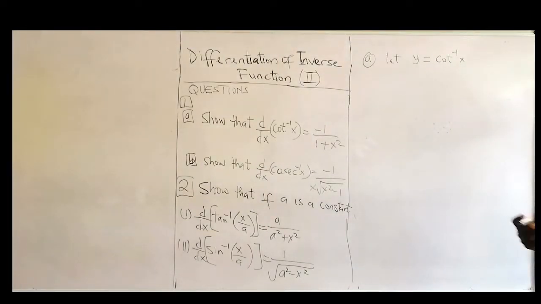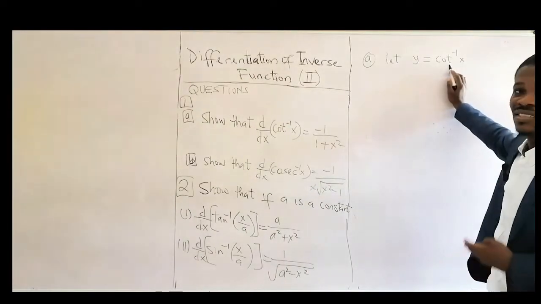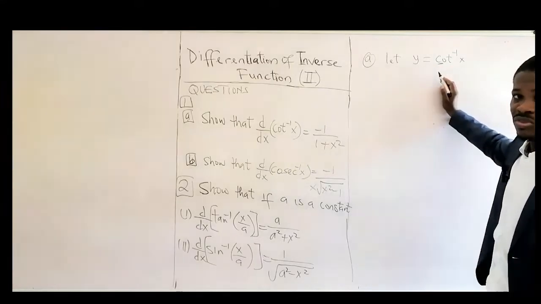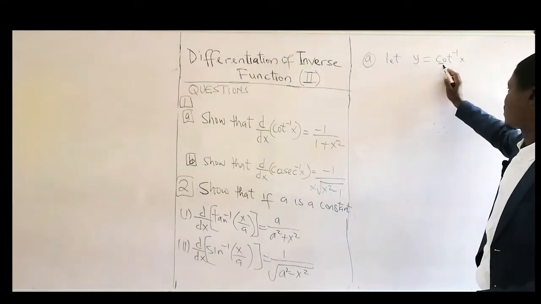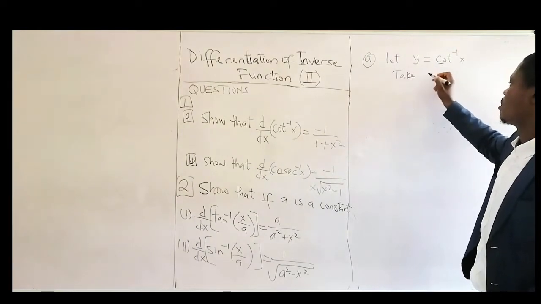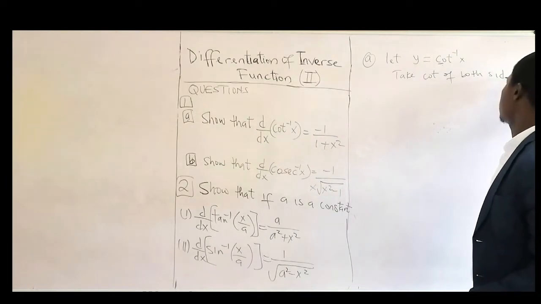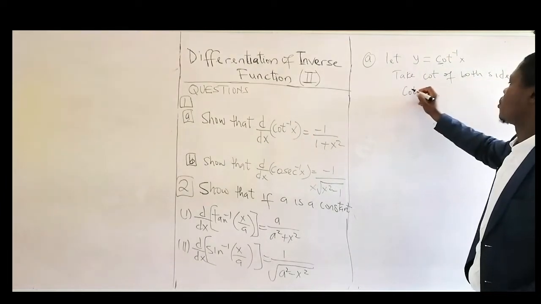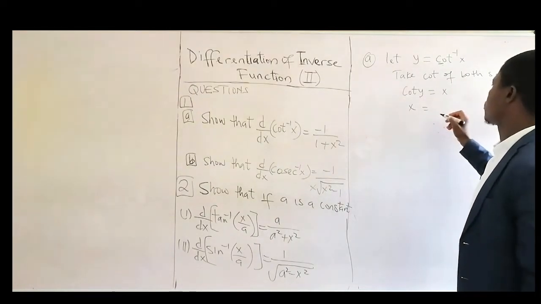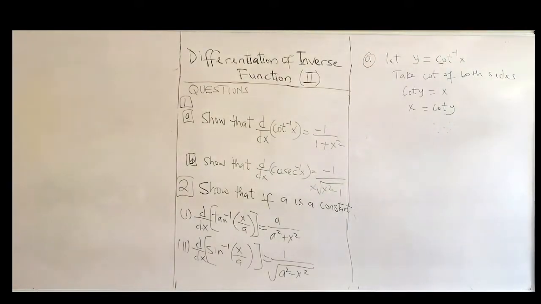And I've told you when you are dealing with inverse function, what you can do to negate the inverse is to take whatever you have here, take the cot of both sides. If it's sine, you take the sine of both sides. So take cot of both sides, and that will be cot y equal to x, which means x equal to cot y.